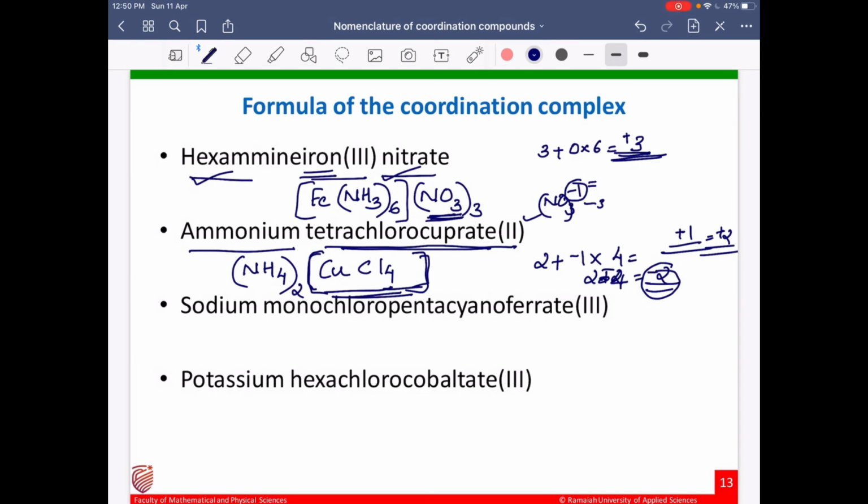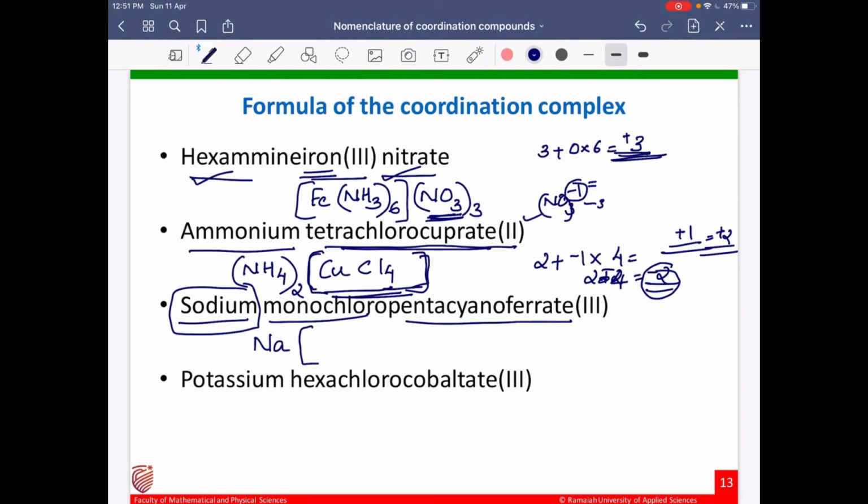Next is sodium monochloropentacyanoferrate 3. How will we write the formula of this compound? Sodium monochloropentacyanoferrate. Here sodium is the cation, which is the counter ion. First we write sodium. We don't know how many sodium are required. Next is our complex ion. The complex ion is an anion here.